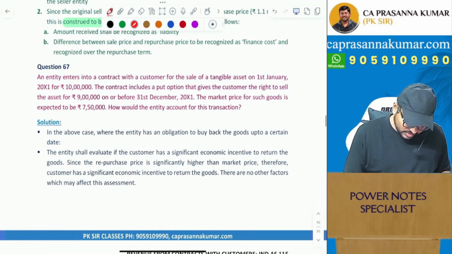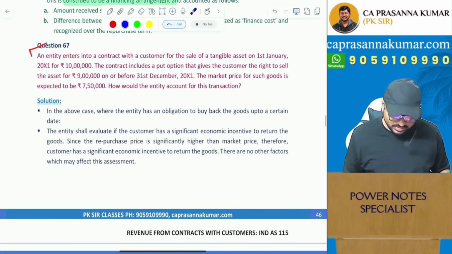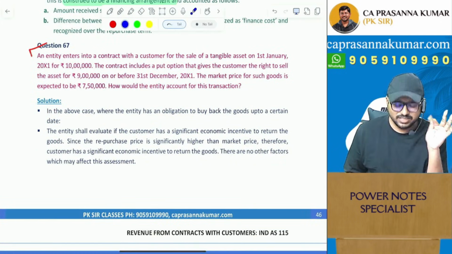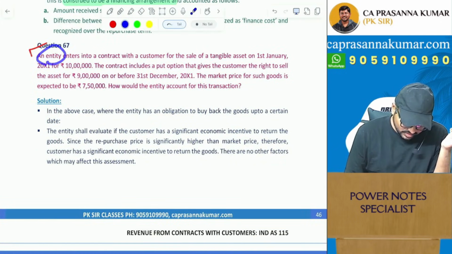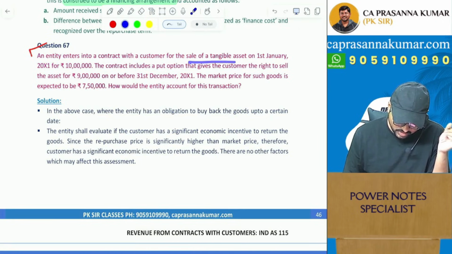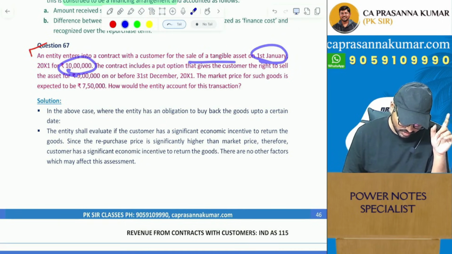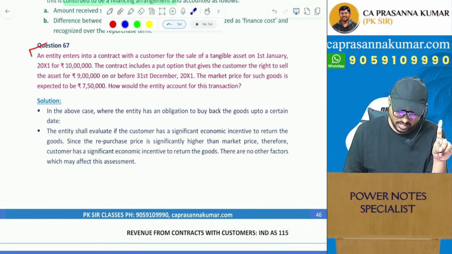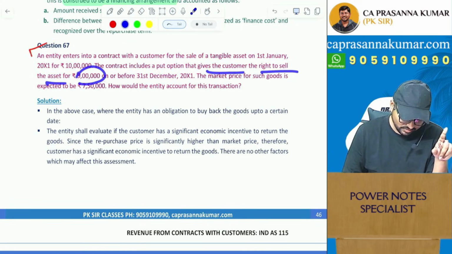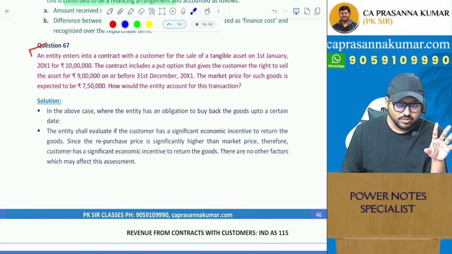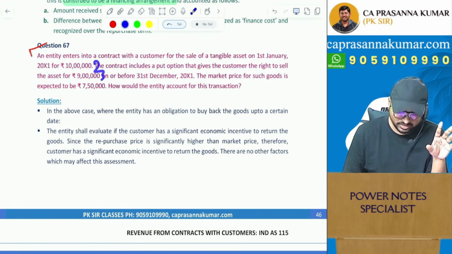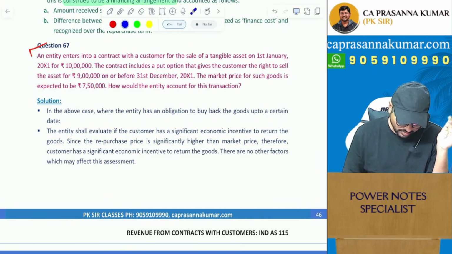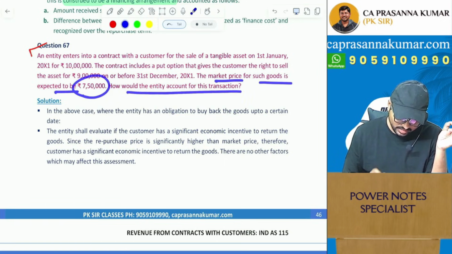Coming on to question number 67. Once you are done with the examples, these are very easy. An entity enters into a contract with the customer for sale of a tangible asset on 1st January for 10 lakhs. The contract includes a put option. You have to be careful. That gives the customer the right to sell the asset for 9 lakhs. Have to be careful. So the repurchase price is less than the sale price. That's okay. On or before 31st December 20x1. The market price for such goods is expected to be 7,50,000. How would the entity account for this transaction?